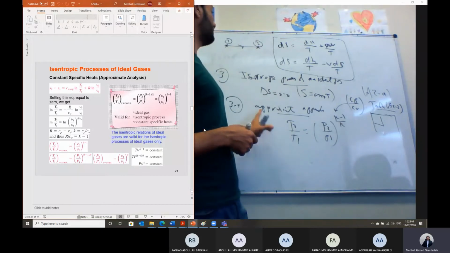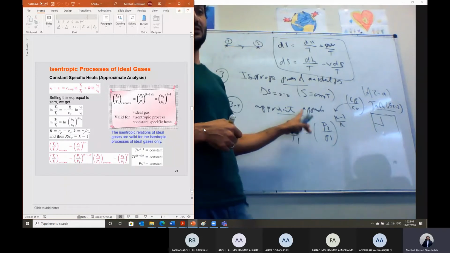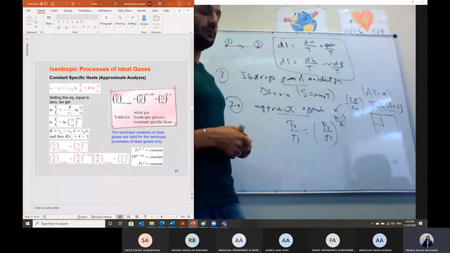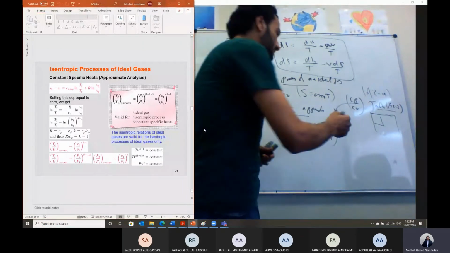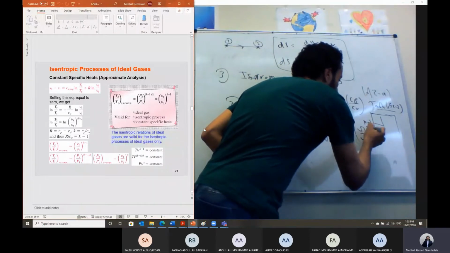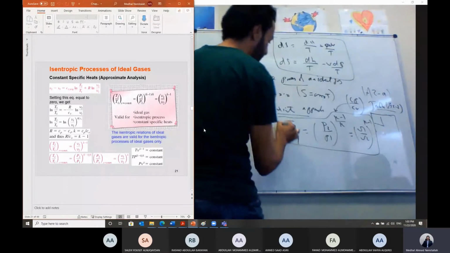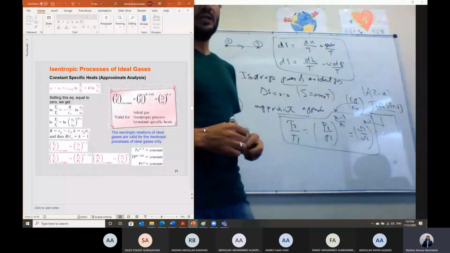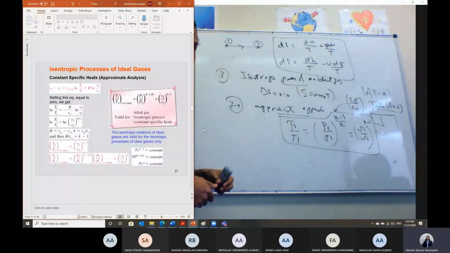Okay, so if we have an ideal gas undergoing an isentropic process following the approximate analysis, or constant specific heat analysis, we can equate the equation to 0, and then we can get this relation like what we developed last time. This is also equal to v1 divided by v2 to the power k minus 1. And this is how we get the change of temperature with the change of pressure and the change of the volume if we have an ideal gas undergoing an isentropic process.